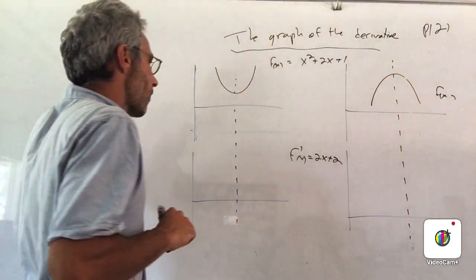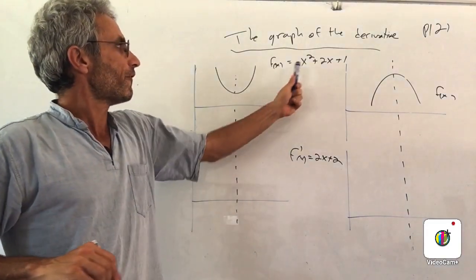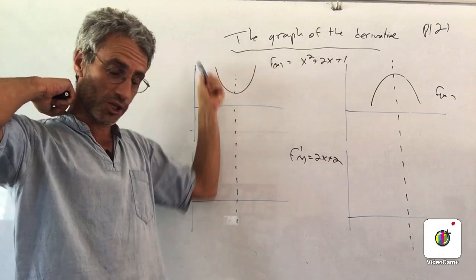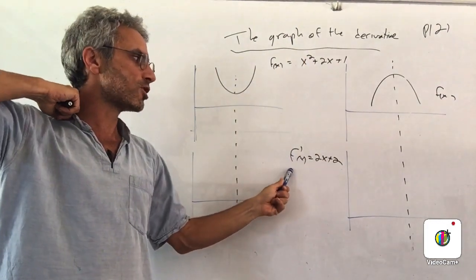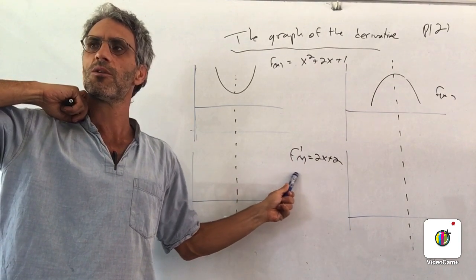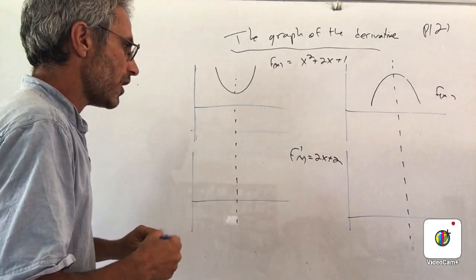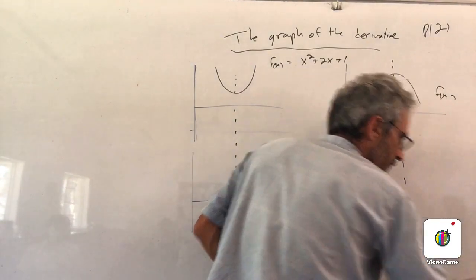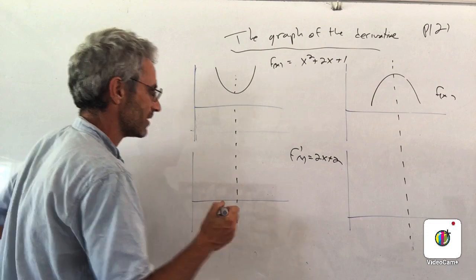So if the graph of this function is a parabola, as it is for a quadratic function, what will be the graph of the derivative? What kind of graph is this going to be? It's a straight line. So the graph of the derivative of a parabola is a straight line.